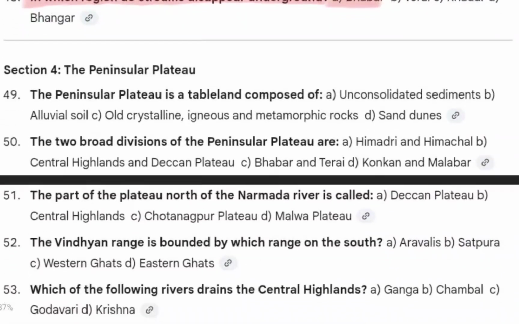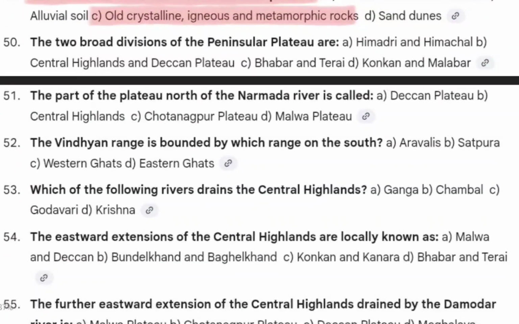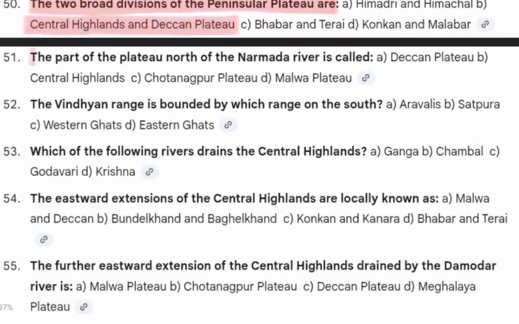Now section number 4, which is the peninsular plateau. The peninsular plateau is a tableland composed of old crystalline igneous and metamorphic rocks. The two broad divisions of the peninsular plateau are the Central Highlands and the Deccan Plateau. The part of the plateau north of the Narmada river is called Central Highlands, which is also divided in two parts.